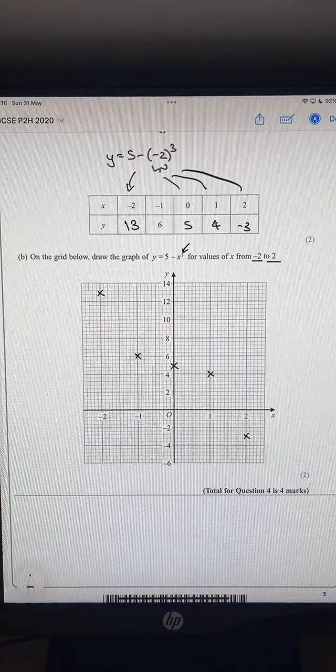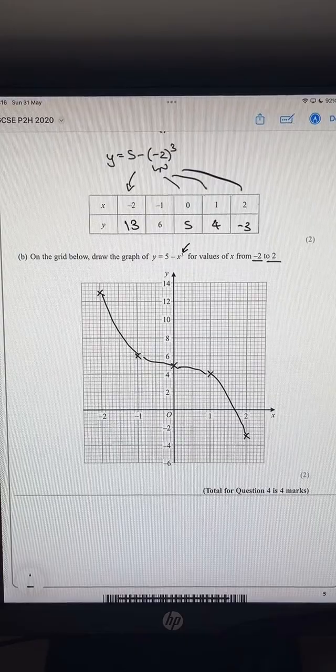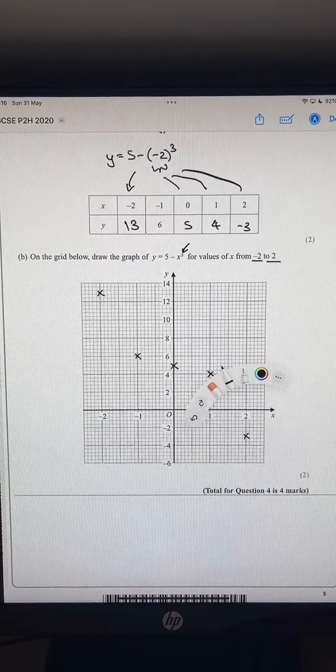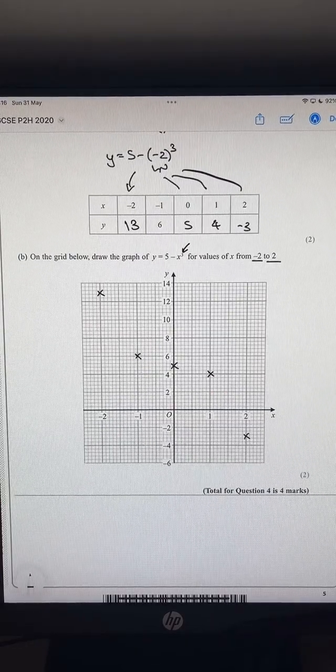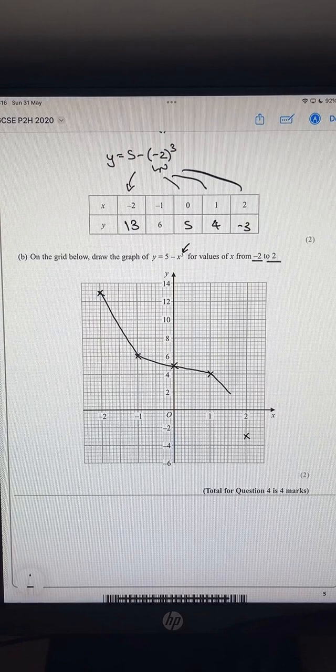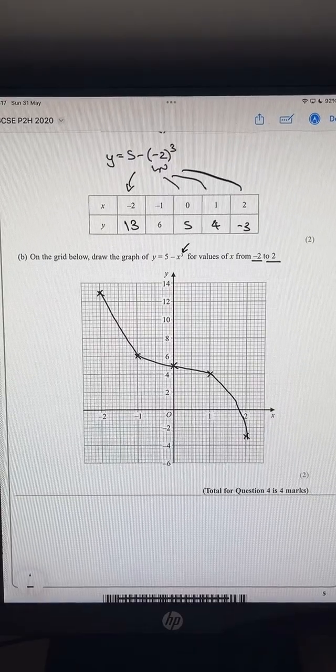You have to plot all the points and then draw a smooth curve. Don't do this, what I'm doing here, because they will not give you the marks if it is joined dot to dot. You have to go all in one fell swoop like this. It's okay if it's not 100% perfect, but try and get it as perfect as you can. What I did there, lifting up my finger, don't do that. That is the answer to this. So that's what it should look like.